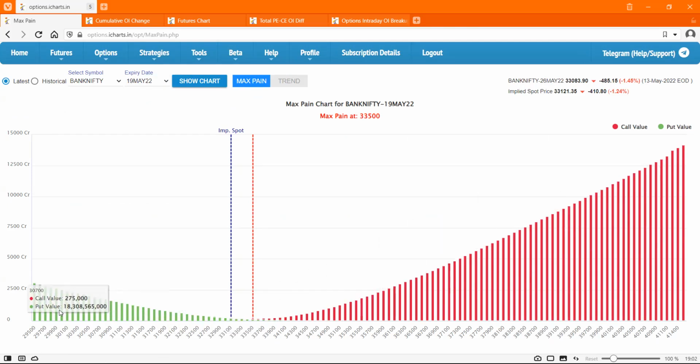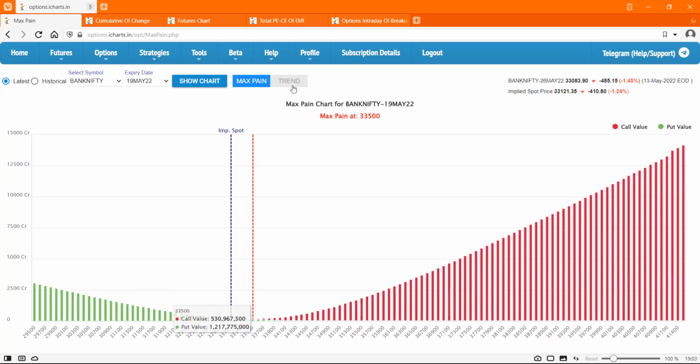These are all values of total. This is not actually OI, this is the value of OI. So price into OI. It is money value. If the market expires here at the moment, this is where the writers will face the least loss. That is what max pain indicates.